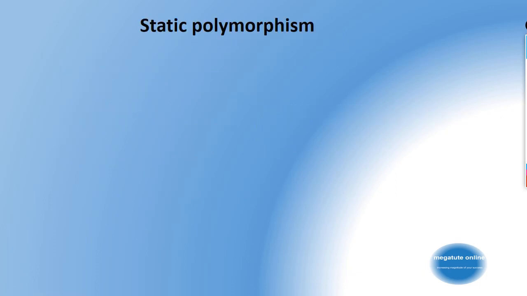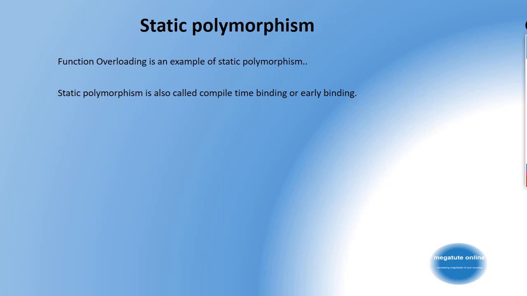Okay, so it is also one of the forms of polymorphism. As I told you, we call it static polymorphism. Static polymorphism is also called compile time binding or early binding. There are different technical terms which we use for static polymorphism. These are the different names for static polymorphism.